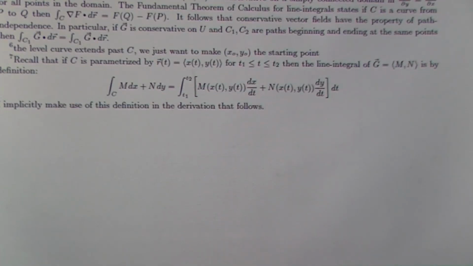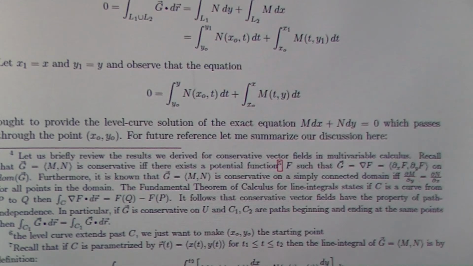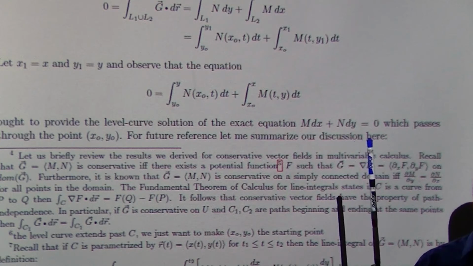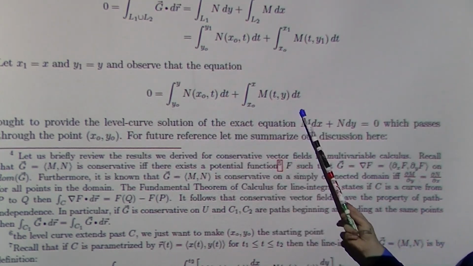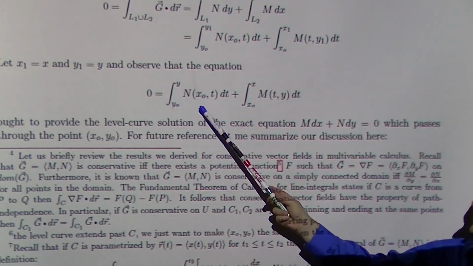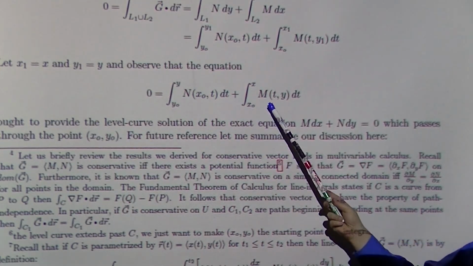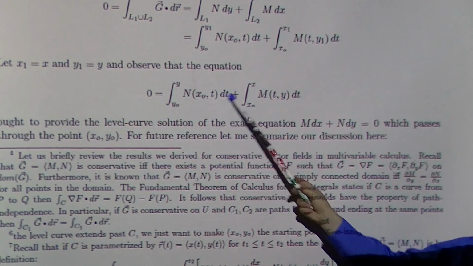Right. This is a cute formula I found in Richter and Rose. Suppose you want to solve an exact equation and you want the solution to go through the point x naught, y naught. You can do this particular integration. You can integrate from y naught to y the N function with x naught stuck in, and then integrate from x naught to x the M function with t put here and y like that. You notice there's an asymmetry in this formula.